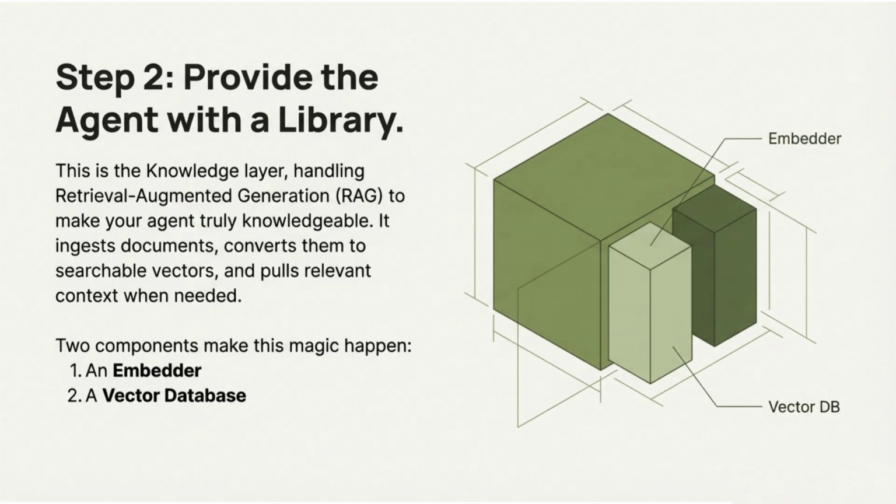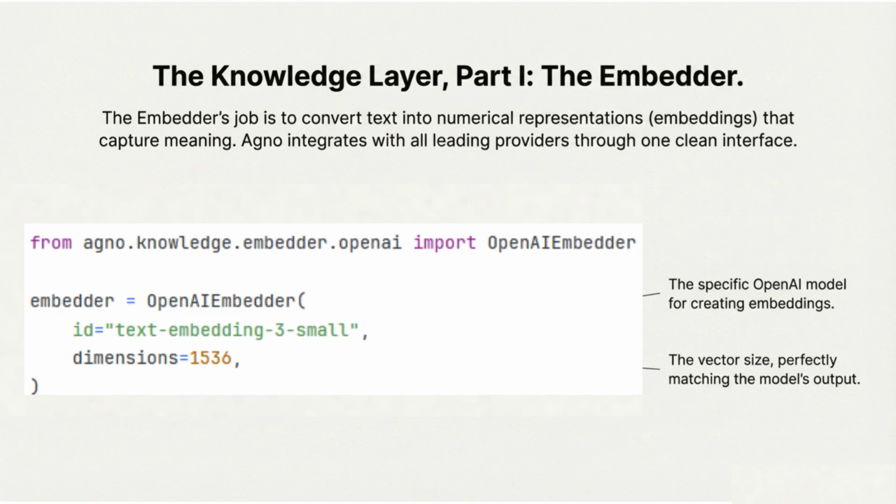Next, the knowledge layer. This is what makes your agent truly knowledgeable. It handles retrieval augmented generation, or RAG. Your agent ingests documents, converts them into searchable vectors, and pulls relevant context when needed. Two components make this magic happen, an embedder and a vector database. Let's break them down. The embedder's job, convert text into numbers, specifically embeddings. These are numerical representations that capture meaning.